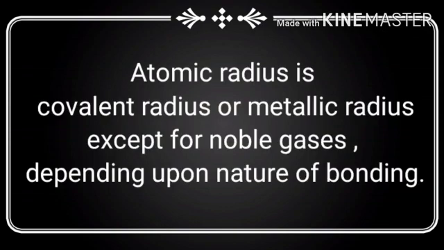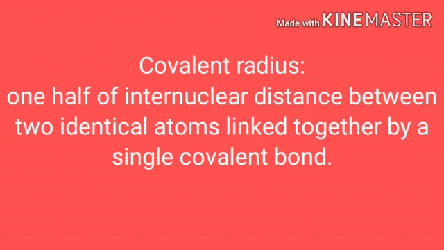Usually, atomic radius is referred to as covalent radius or metallic radius, except for noble gases. This radius depends upon the nature of bonding between the considered atoms. Second point, covalent radius. Covalent radius is 1/2 the internuclear distance between two identical atoms. These atoms are linked together by a single covalent bond.